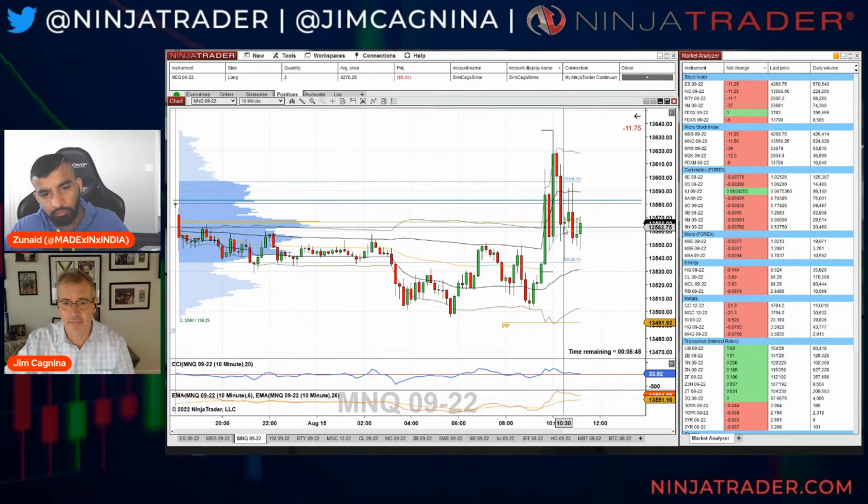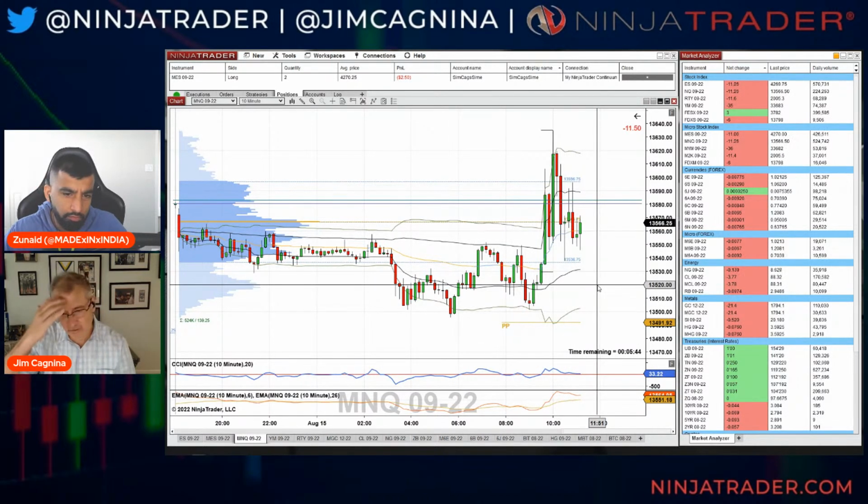Look at this wick right here. This is a crazy looking doji that we had from 10:20 to 10:30, and you could have been directionally right on your trade idea and then just got whacked. So again, this is looking pretty systematic across the board.